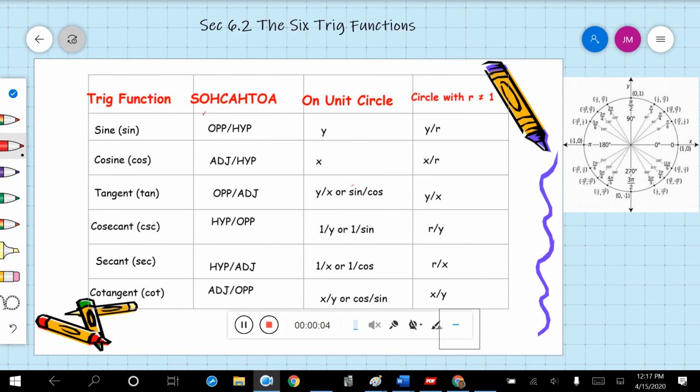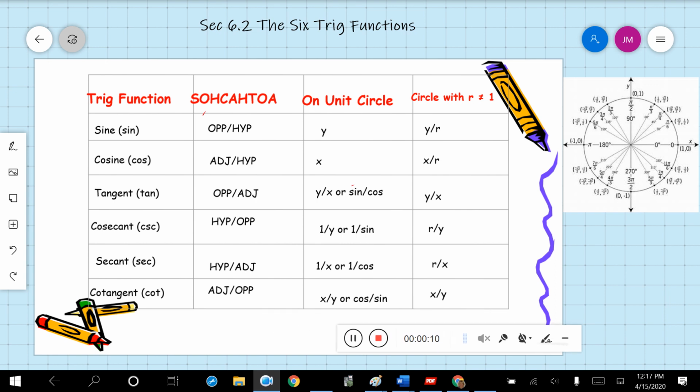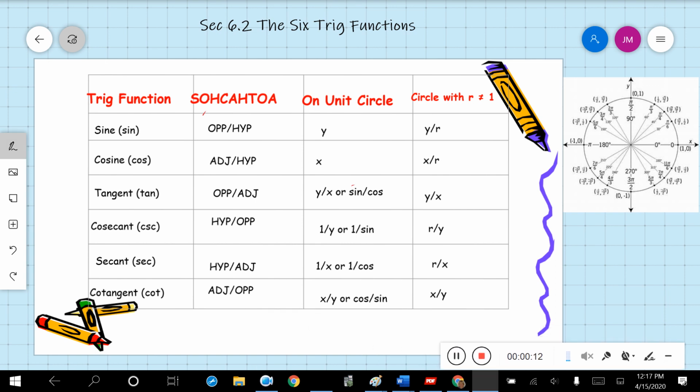Okay, today we're going to be talking about the 6 trig functions of theta. Some of them, actually the first 3, you already know. The first one is sine, and we know sine is abbreviated SIN. According to SOHCAHTOA, the sine is the opposite over the hypotenuse.